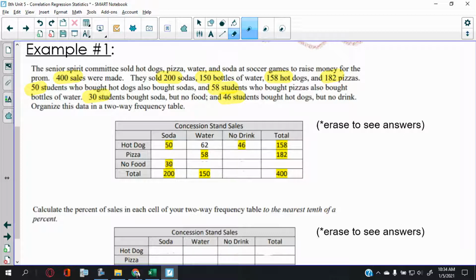So I have 50, 30, that's 80, subtract that from 200, that's 120. See how easy this is? Now, if I go across this way, I got 120, 58, and then no drinks. Pizza, soda is 120, pizza, water is 58. What's pizza, no drink? How do you find out? You subtract these two from 182. So we get 4. Yep, that makes sense.